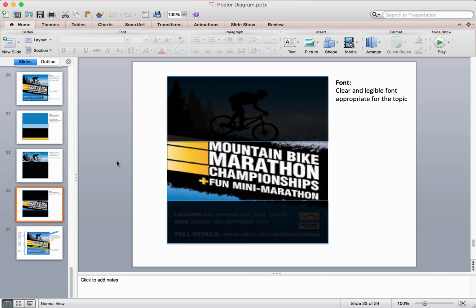Secondly, the font is very clear, it's legible, and it's appropriate for the event. So you might use script or you might use some other font, but that font should help reinforce the message overall. But this font is both easily read and does have some relationship to mountain biking. It's sporty.